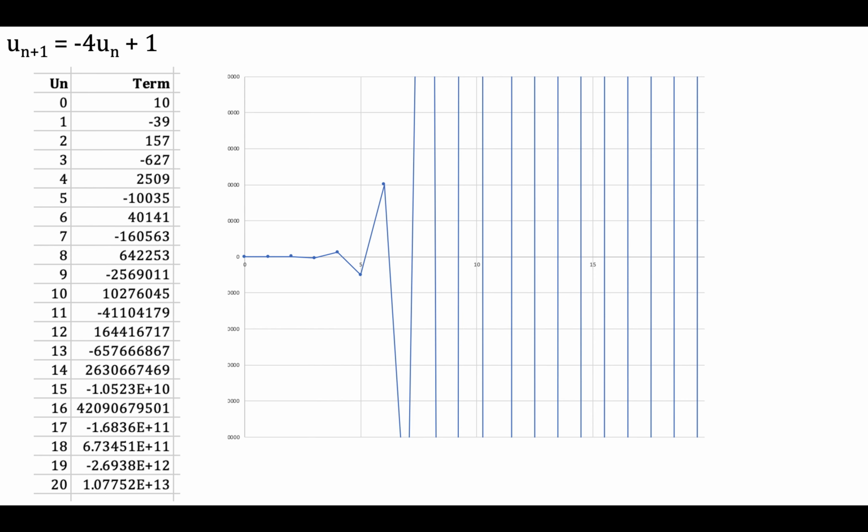If we look at the next one, with negative 4u(n) plus 1 equal to u(n+1), I started off with 10 again, and you can see it appears to go negative, positive, negative, positive. But in actual fact, every time we get to a negative number, it's becoming more negative, if you like. The number's getting smaller and smaller every time till we get to that use of scientific notation again. The same is happening for the positive. So it gets bigger and bigger.